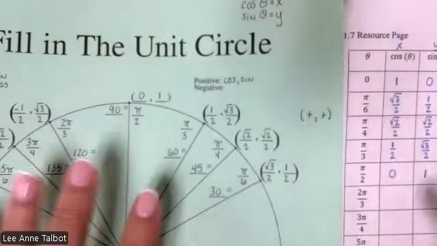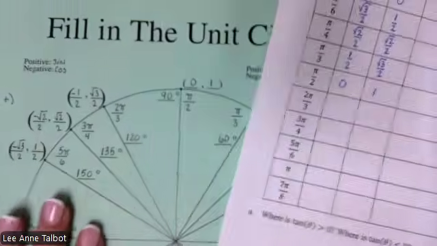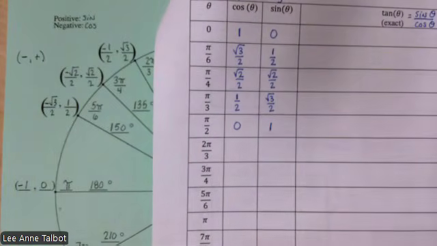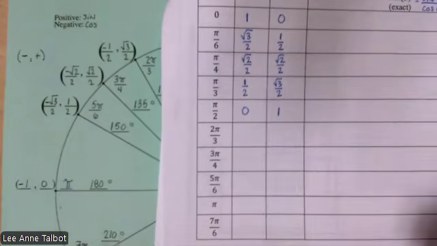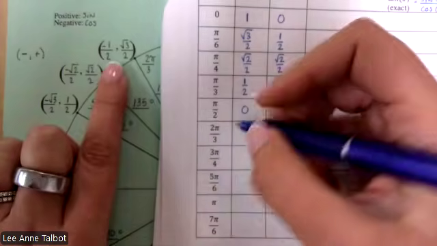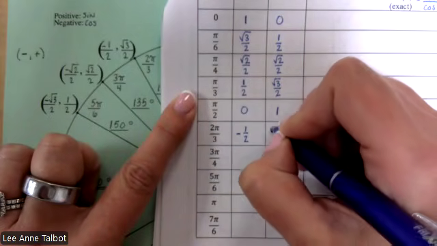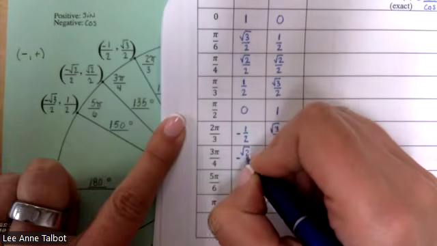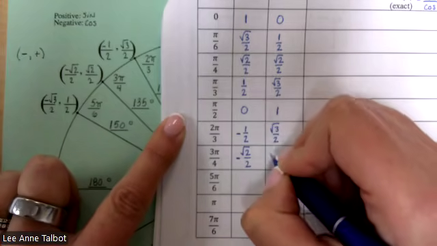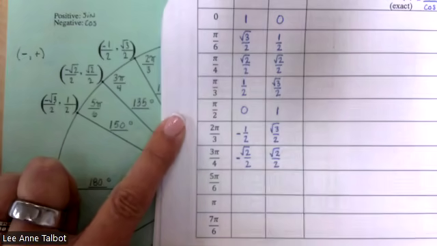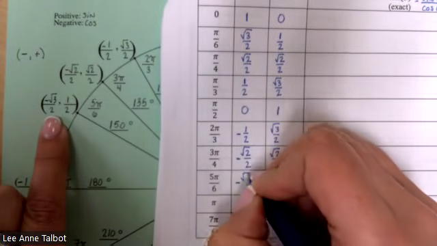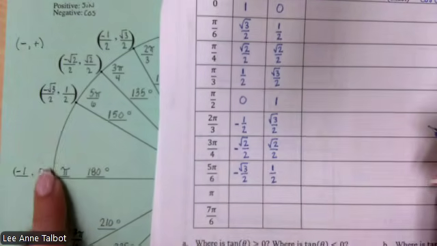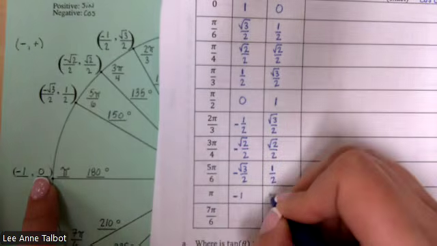Just kind of going around the circle here. I'm basically just copying these things straight from my unit circle. I'm going into quadrant 2. And you'll notice it's not going to do the whole thing because there's going to be a pattern that emerges, which is great. So 2 pi over 3 is negative 1/2, root 3 over 2. Negative root 2 over 2. Positive root 2 over 2. Negative root 3 over 2. Positive 1/2. Negative 1, 0.